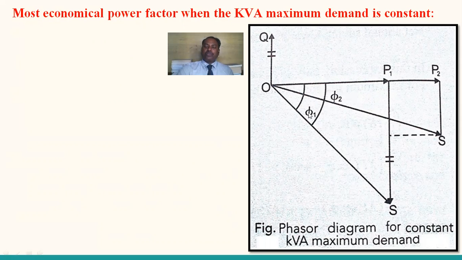So for this, what you have to do, we are connecting a power factor correction equipment like a capacitor. Phasor diagram for constant kVA maximum demand. A power factor equipment injects the leading reactive power. So this leading reactive power is subtracted from the lagging. That means the net reactive power is what is required for us.